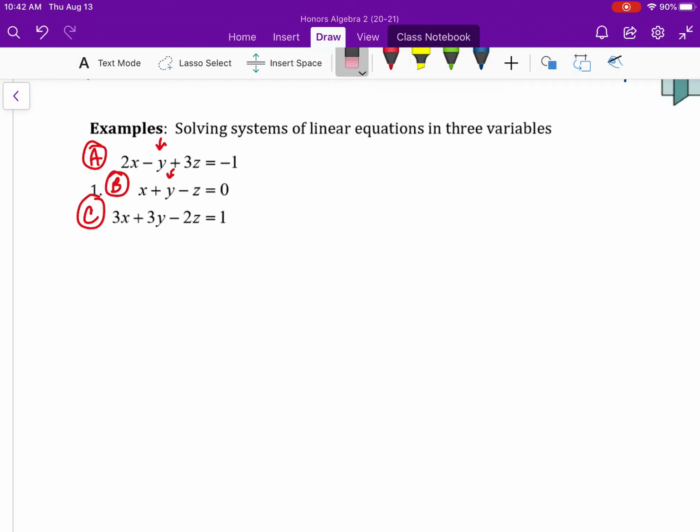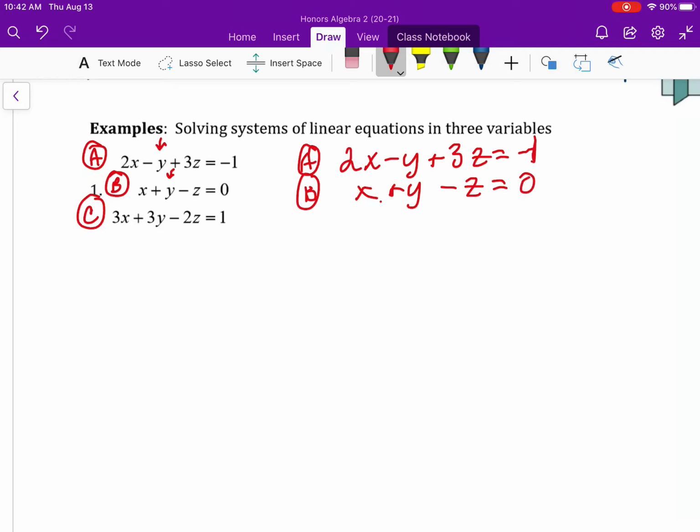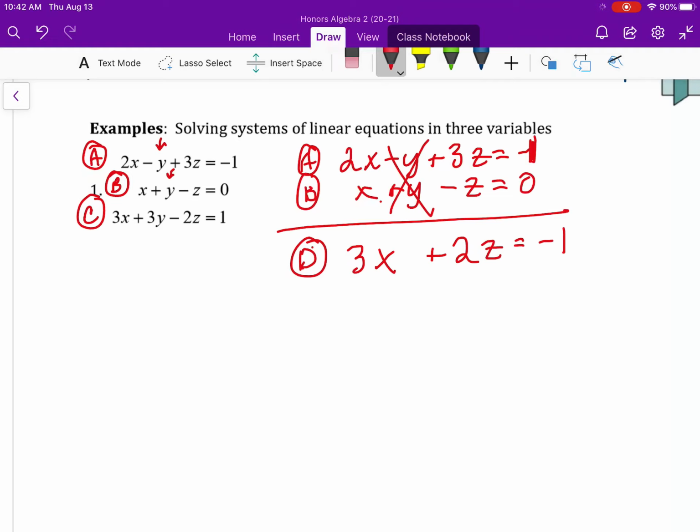So here's what I'm going to do. I'm going to add A plus B, and let's see what happens. 2x minus y plus 3z equals -1, and x plus y minus z equals 0. Go ahead and add vertically. I end up with 3x, my y's get eliminated, right? And then I end up with positive 2z equals -1. So now I'm going to call this equation D, okay?